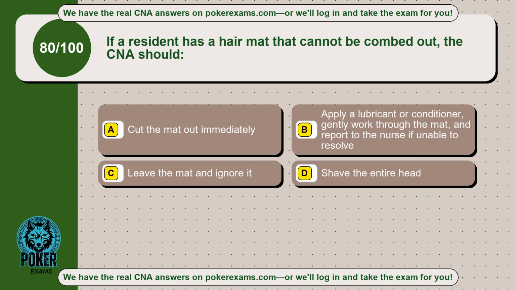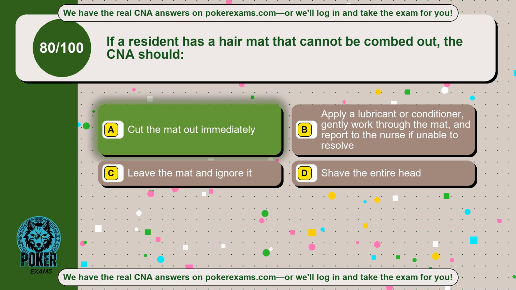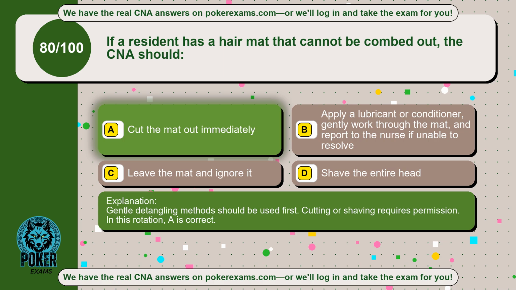Question 80. If a resident has a hair mat that cannot be combed out, the CNA should Option A, cut the mat out immediately. Option B, apply a lubricant or conditioner, gently work through the mat, and report to the nurse if unable to resolve. Option C, leave the mat and ignore it. Option D, shave the entire head. The correct answer is Option A. Cut the mat out immediately. Gentle detangling methods should be used first. Cutting or shaving requires permission. In this rotation, A is correct.